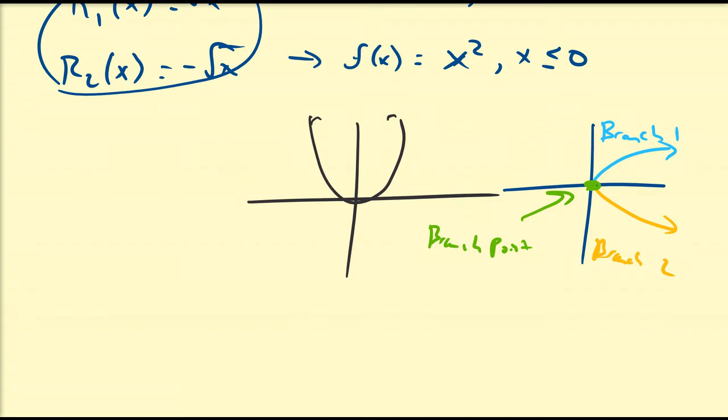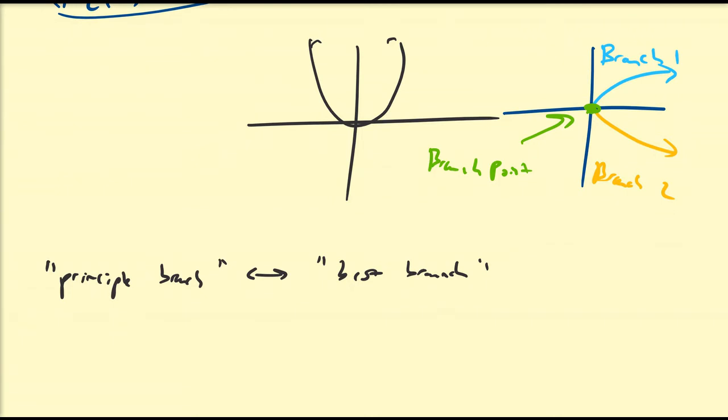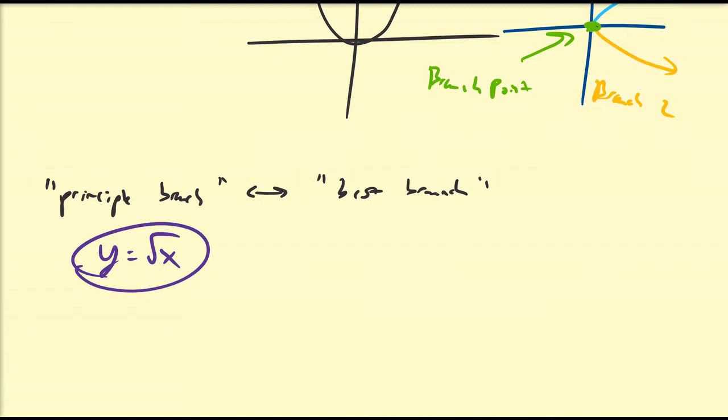So there's a thing called a principal branch, which some people call the best branch. Principal branch can sometimes be used synonymously with the best branch of the multifunction, right? So typically the principal branch of the inverse image of x squared is denoted by the symbol y equals the square root of x, right? This symbol denotes the principal branch of the multi-valued inverse image of x squared.